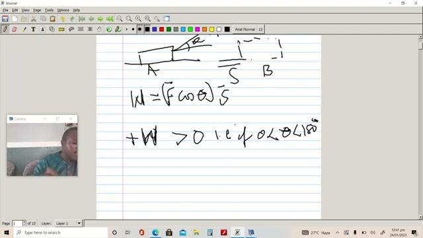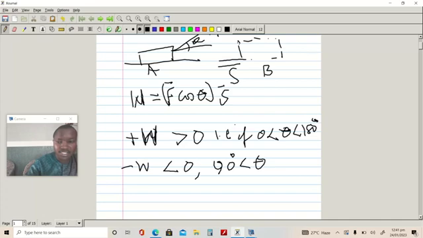Now, work is negative if work done is less than 0. Then at this point, it means 90 degrees is less than theta, and then theta is less than 180 degrees. So this is what we have here.